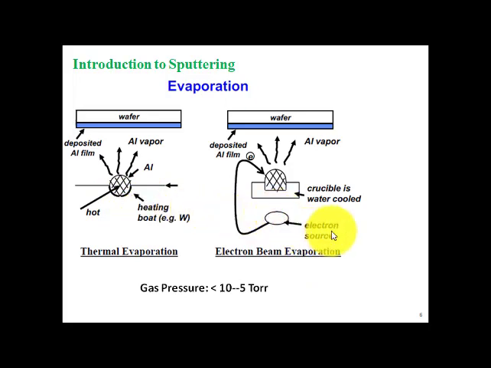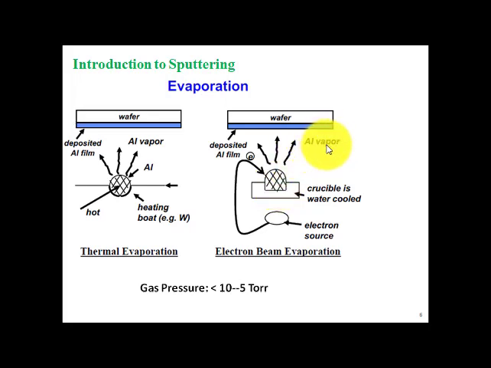Instead of that, we are using an electron beam source. These electrons strike the source material or target material. The target material is placed in a crucible which is water cooled. So we are not using any heating source. Instead, we are using an electron beam source, and these electrons are striking the source material.